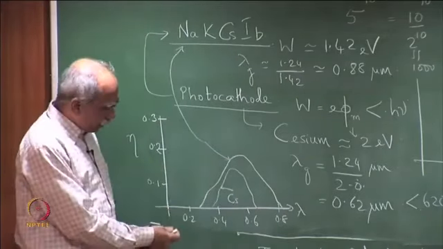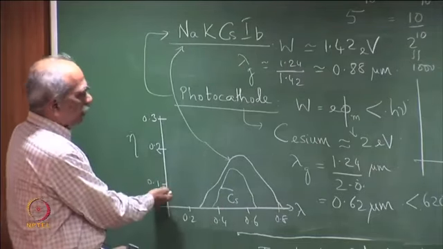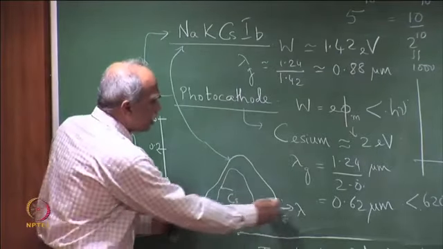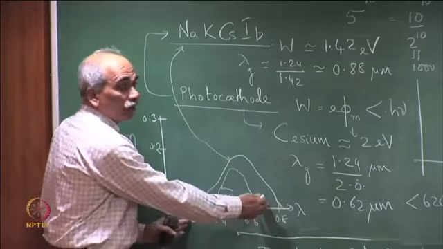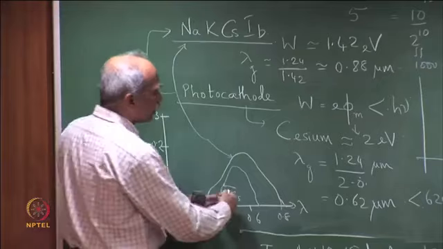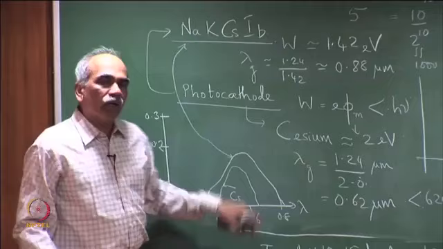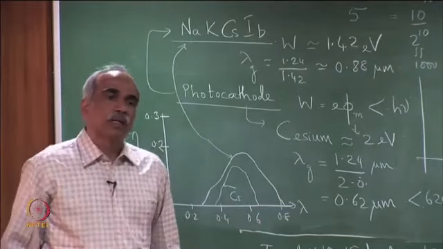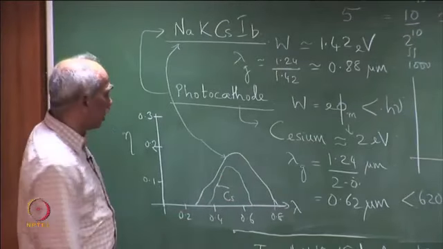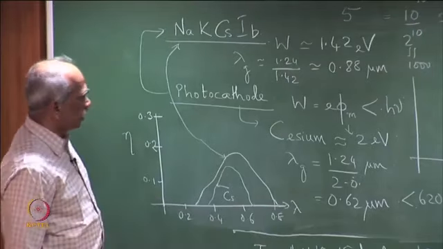But the important point to recognize is that the quantum efficiency is finite and usable quantum efficiencies are primarily in the visible range. It is very difficult to find materials which have non-zero quantum efficiency beyond 1 micron. So, this is in fact one of the primary limitations of photomultiplier tubes: the range of detection wavelengths is limited to visible or near ultraviolet or very close to infrared.